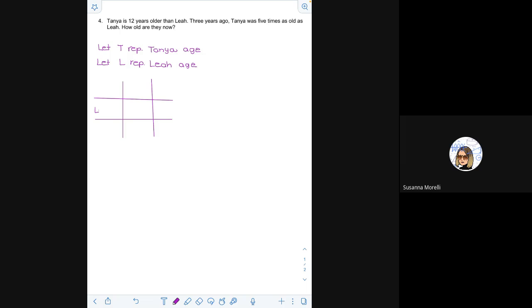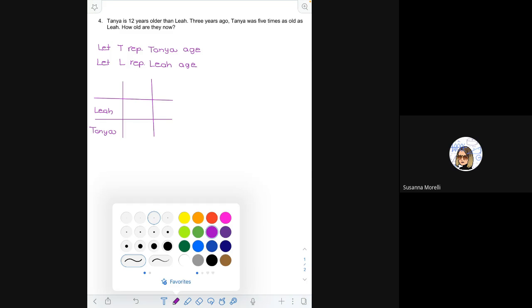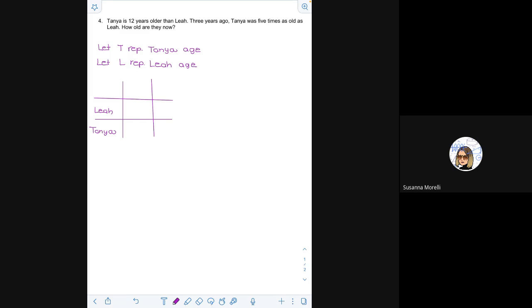And I'm going to write Leah and Tanya. Okay, so let's look. Tanya is 12 years older than Leah. So in that case, the age difference really doesn't matter how much time has passed or whether it's future or present. There's always the same age difference.